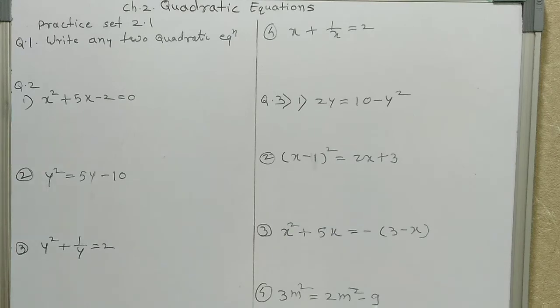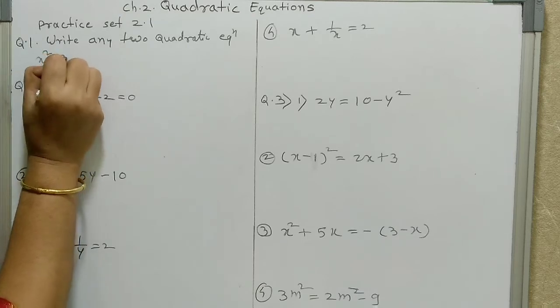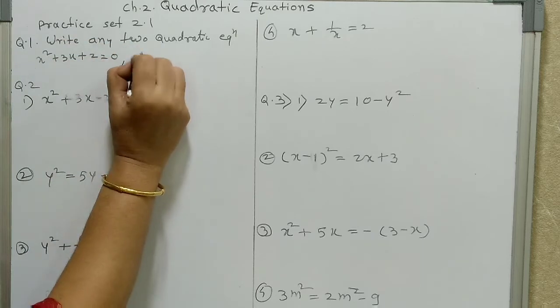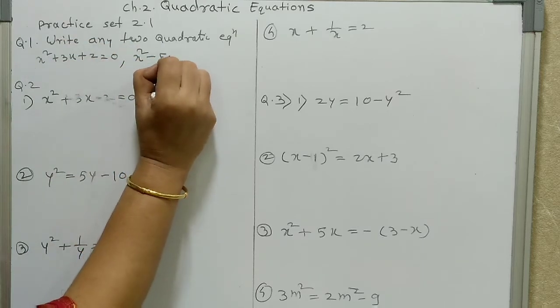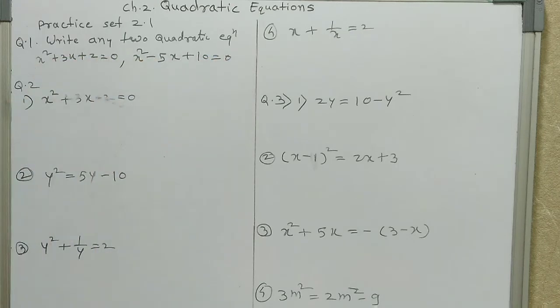Students, we will start practice set 2.1. See the first question. Write any two quadratic equations. So we write any two quadratic equations in the standard form. So we write here x square plus 3x plus 2 is equal to 0. And another example, x square minus 5x plus 10 is equal to 0. These are the two quadratic equations in their standard form.